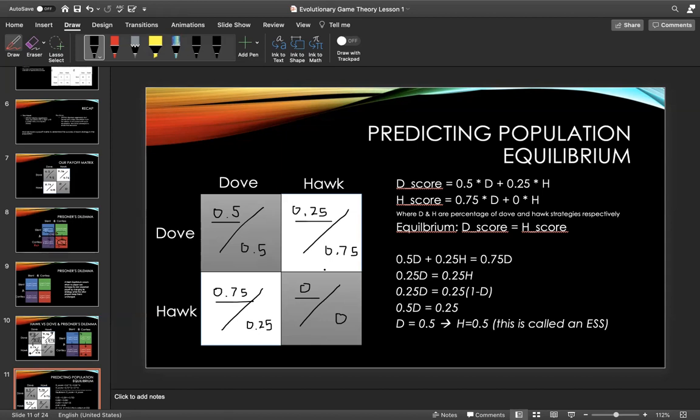The really insightful thing that you need to do for this is just write H is 1 minus D, because the hawk population plus the dove population will compose the entire population. And just doing that one substitution basically allows you to calculate what the dove population and hawk population will be relative to the entire whole. So we got D is 0.5, which means D is now the percentage of dove population. So it's 50% of the total population. Hawks are 50% of the total population.